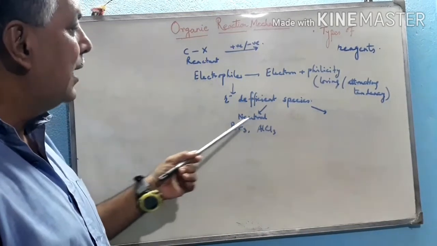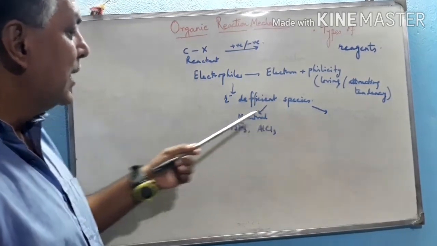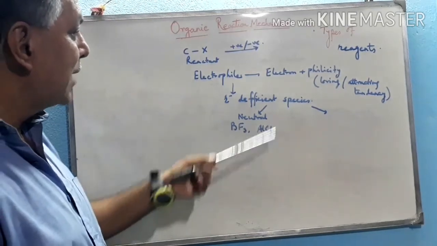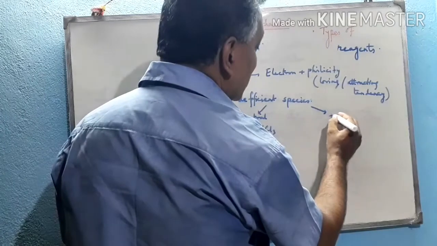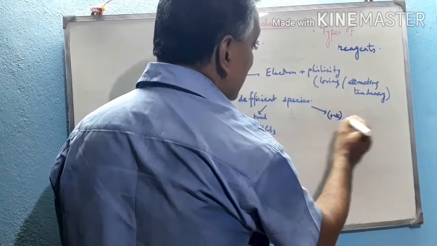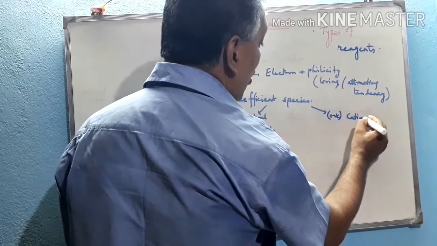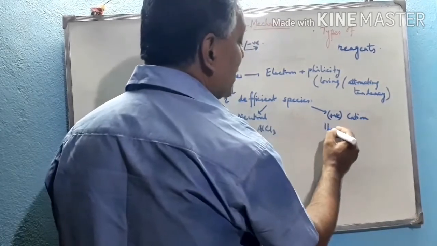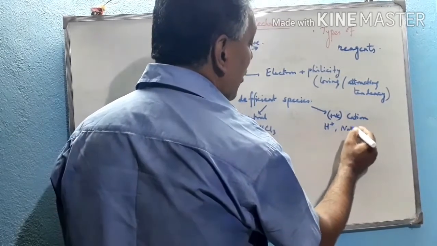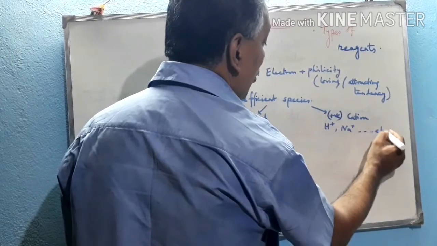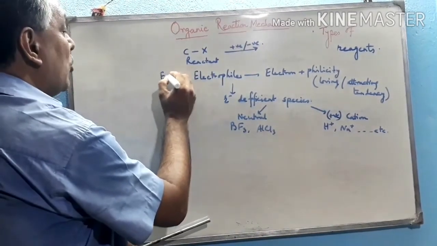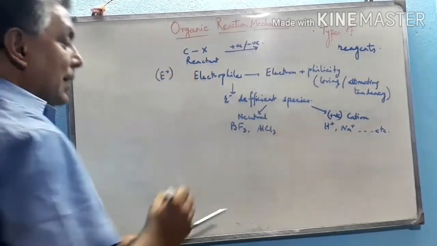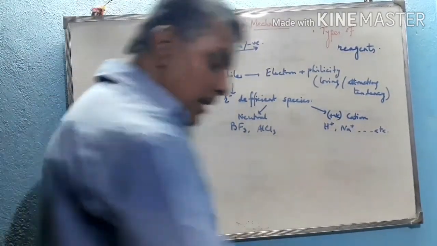That's why these are the electron deficient species. So neutral electron deficient species are also called the electrophile. And number 2, the positive charged species, that means the cation. Like all cations are electrophiles, like H plus, Na plus, all metal ions, etc. So all these are called the electrophiles, and these are denoted actually by E plus. Electrophiles are denoted by the E plus.